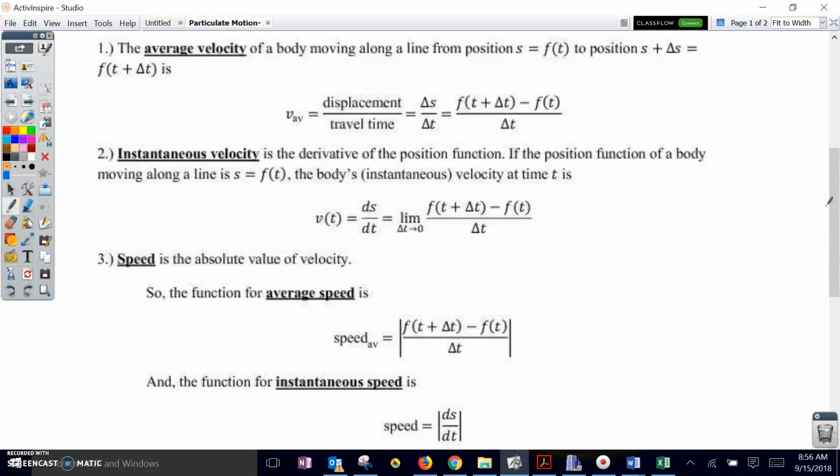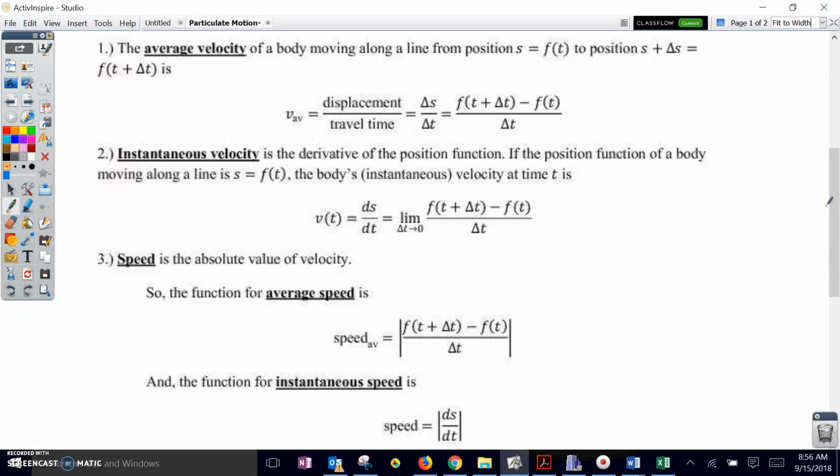Average velocity is just displacement divided by travel time. So that's a slope calculation. It's finding the change in position over the change in time. Instantaneous velocity is the derivative of the position function. So if we have a position function, we can find the function that represents the instantaneous velocity by taking the derivative of the position function.